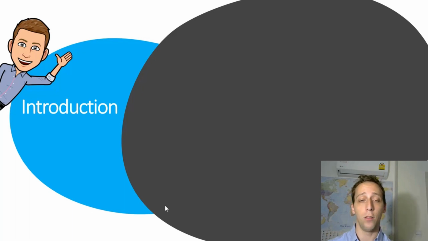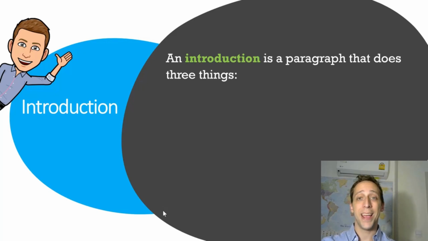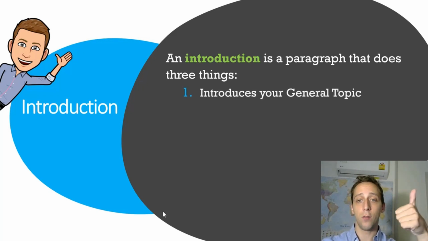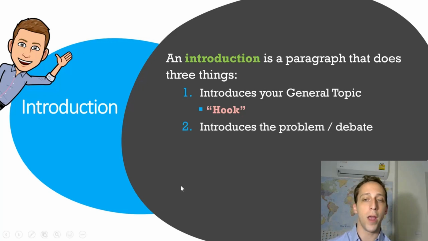Now it's time to outline. Now that you have your thesis, now you want to plan how you will write an essay to support this thesis. So the first paragraph you want to outline is your introduction. An introduction does 3 things. It introduces your general topic, and that introductory statement, it's called a hook, right? To hook in people's attention. Then you introduce the problem or the debate that you will talk about in your paper.